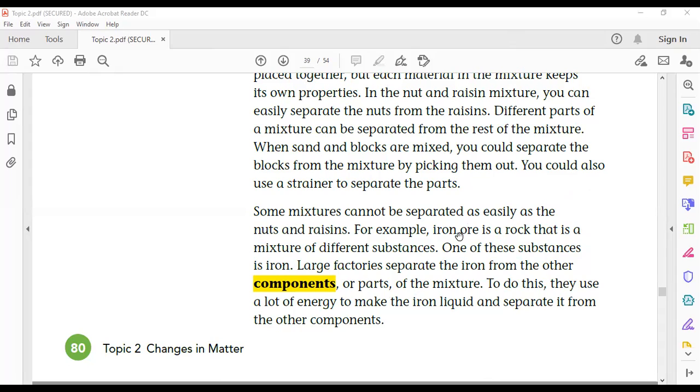For example, iron ore. What is iron ore? Do you know?